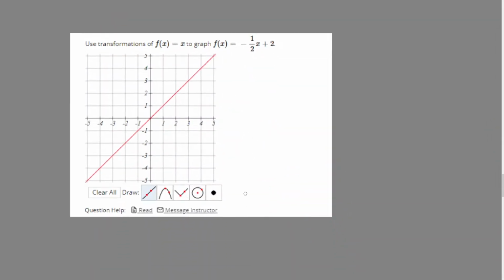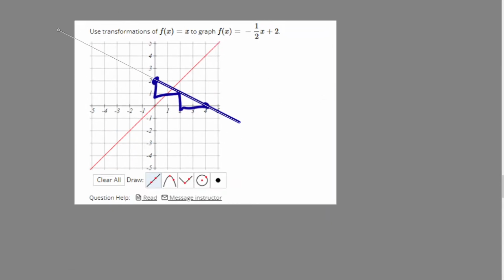Use transformations of f of x equals x to graph f of x equals negative 1/2 x plus 2. Like I said, it's really useful to think about this. We have our y-intercept, which is 2. And then we go down 1 over 2. Down 1 over 2, like this. And that's all you need to do for that.